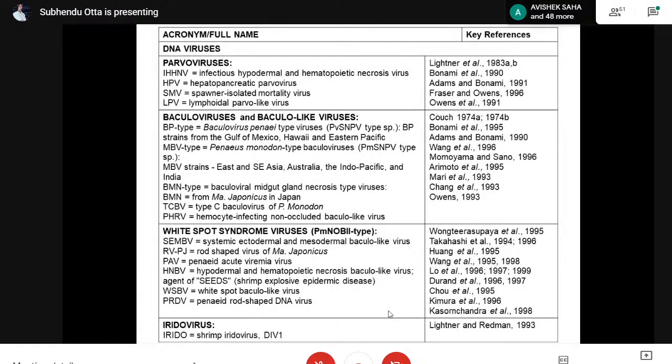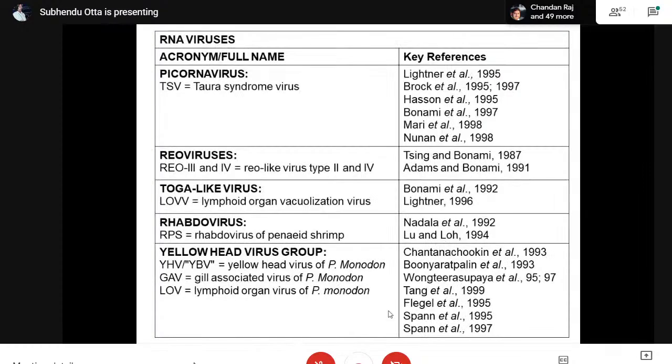And there are also iridoviruses, which have been reported earlier, but they were not that important. But in the present scenario, one of the iridoviruses, decapod iridescent virus 1, DIV1, is getting important again because it seems to be quite virulent and kills shrimps, though it is not found in India. Still, many farmers are now worried about this virus.